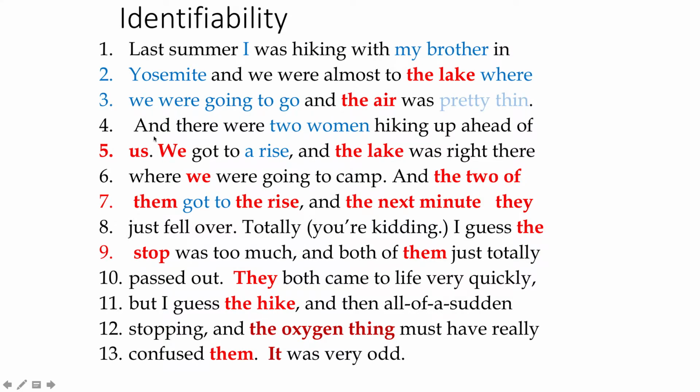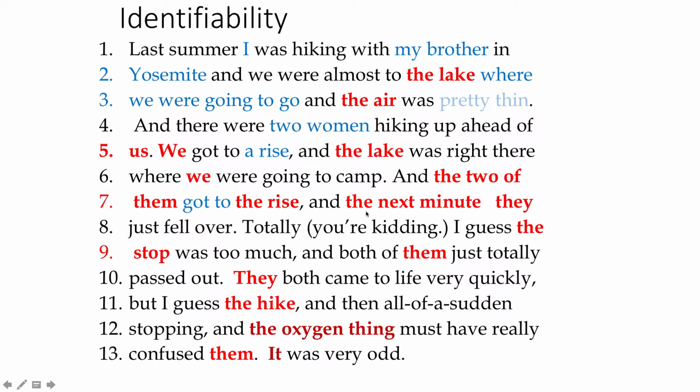You can see how these chains of co-reference work their way through the narrative and unite it together into a coherent narrative. The two of them, so the two of them, this has to refer back to two women. This thing in the indefinite two women is going to supply the identifiability to this phrase, the two women. Got to the rise. The rise has already been supplied identifiability by this phrase, a rise.